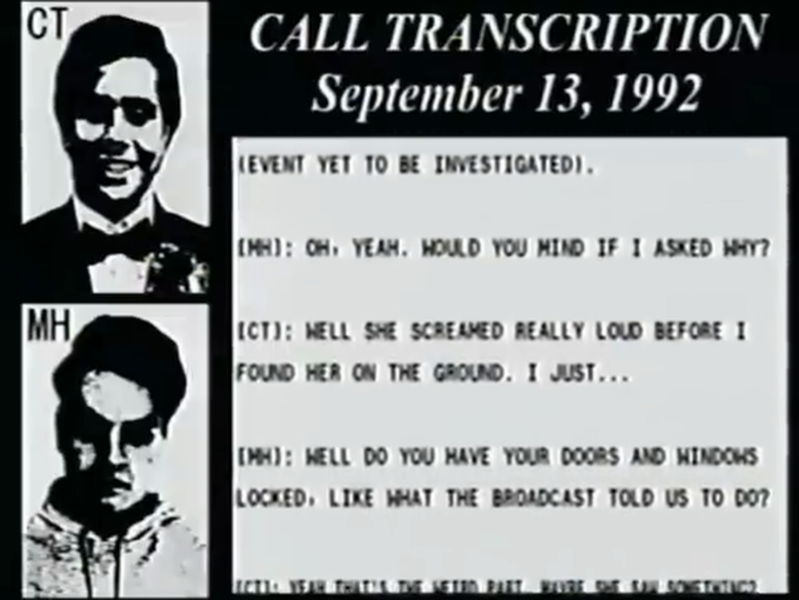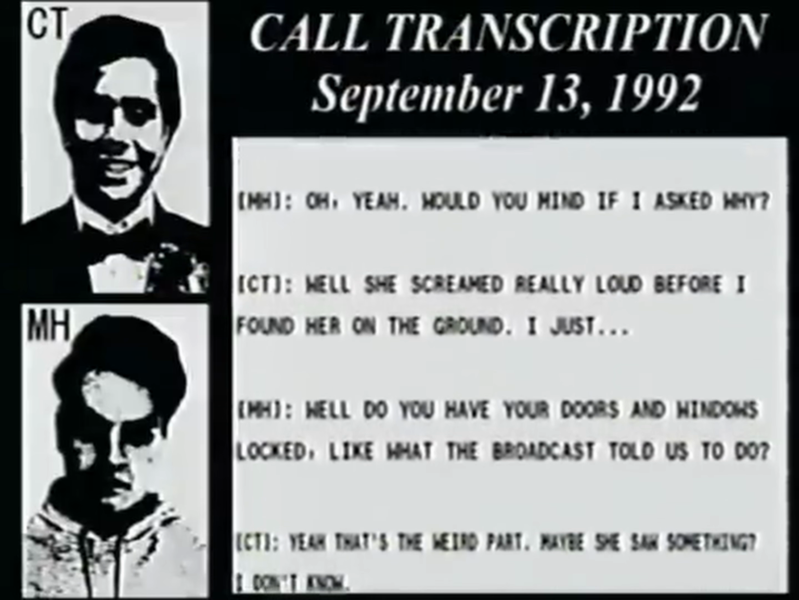His mother screamed just before he found her, so he's wondering if there's any suspicious people lurking about. Mark asks Cesar if he's had the doors and windows to the house locked, just like the broadcasts about the alternates have been telling people for years. Yeah, that's the weird part. Maybe she saw something? I don't know. Mark also makes the foreboding statement that he's not going to spend too much time in Cesar's house because Cesar knows how he feels about that house. It seems that there was something wrong with Cesar's house, something that made Mark Heathcliff nervous. Cesar specifies to get a good look at the back door before the call ends.